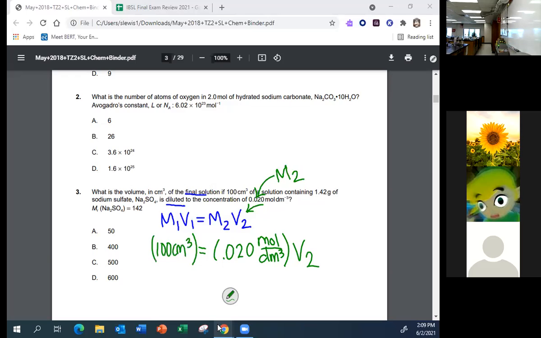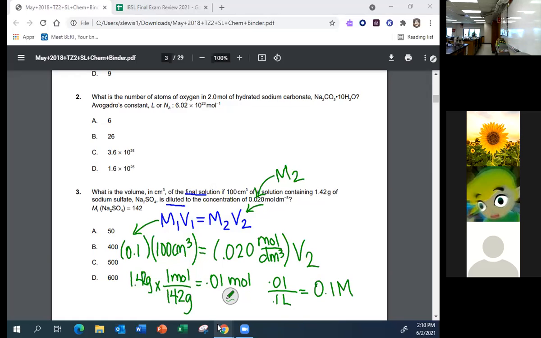And what is my molarity? Okay, this one I still need. So I have 1.42 grams. And then if there's 142 grams in 1 mole, you can see that that is 0.01 moles of Na2SO4. And that 0.01 moles is in 0.1 liters or 100 cubic centimeters. So that initial solution is 0.1 molar.